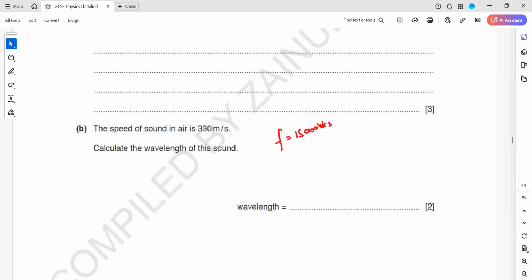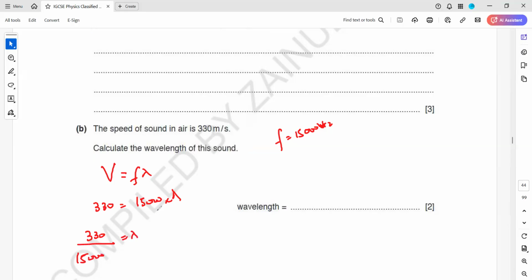Whenever it's a 2-mark question, 1 mark is always for writing the formula. So V equals F lambda, where V is the speed of the wave, that is 330, F is the frequency, 15,000, and lambda is the wavelength. It's multiplied, so on the other side it's divided: 330 divided by 15,000.